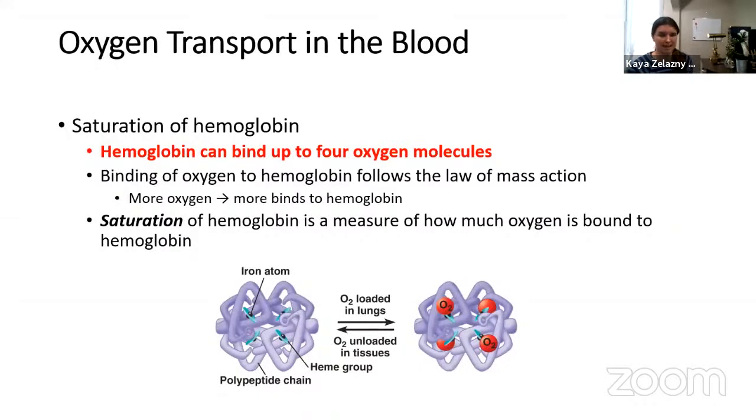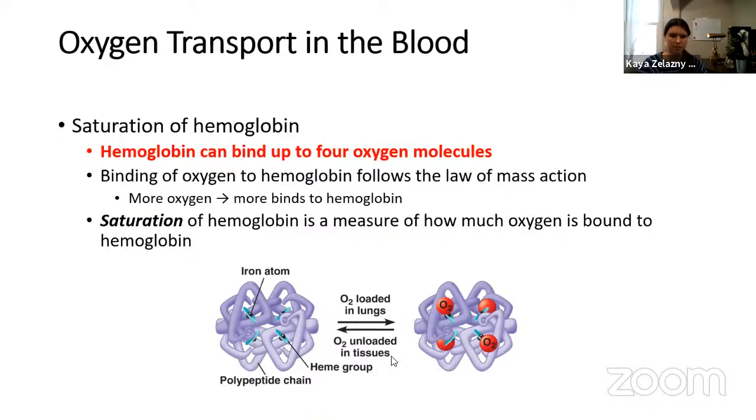Since hemoglobin has 4 spots for oxygen, we are also going to think about how saturated the hemoglobin is, because we're not always going to have our hemoglobin be either empty or full. We're going to see that often it has some of these 4 spaces filled, but not all of them. So the saturation of the hemoglobin is a measure of how much oxygen is in your bloodstream, but specifically it's a measure of how much oxygen is bound to the hemoglobin.